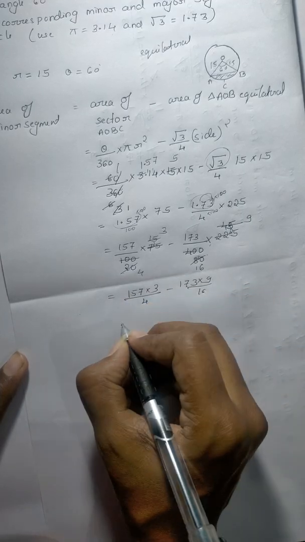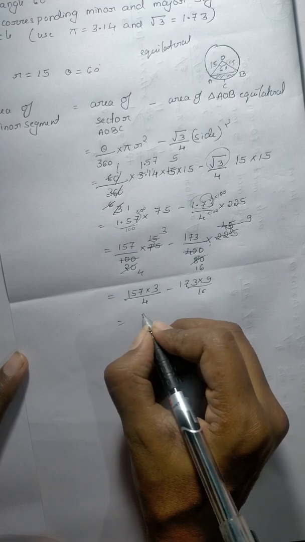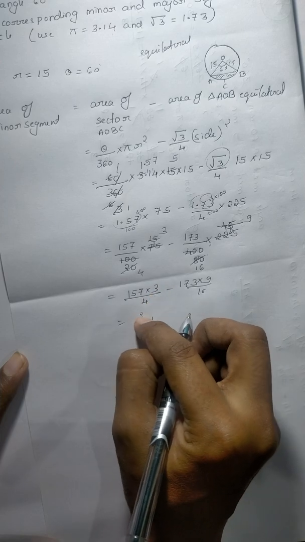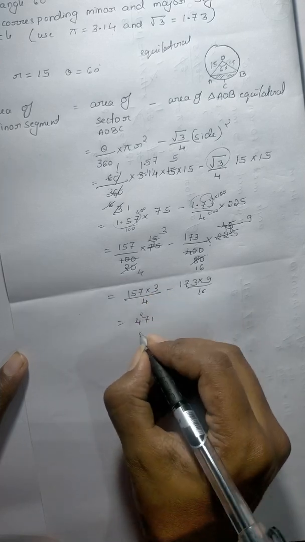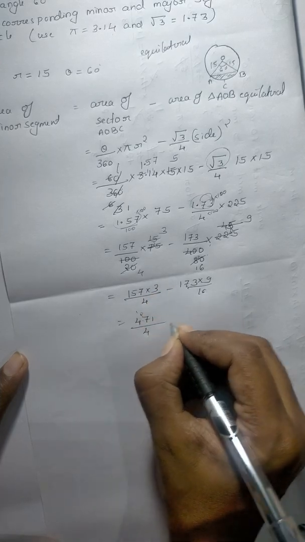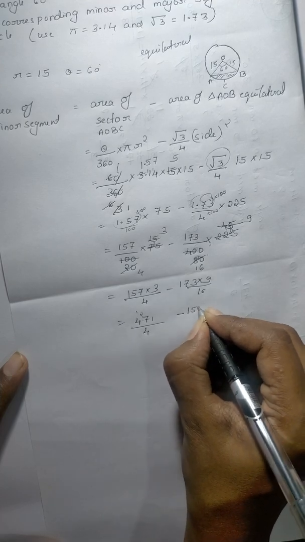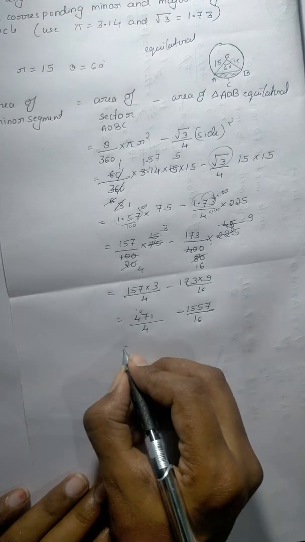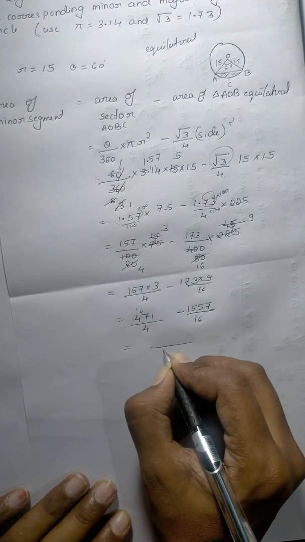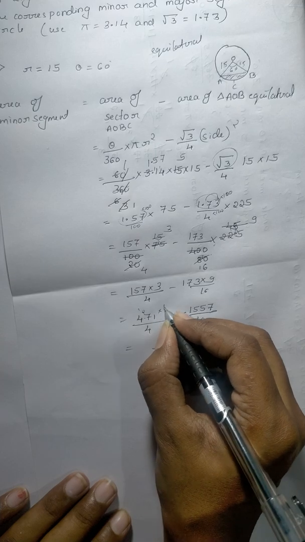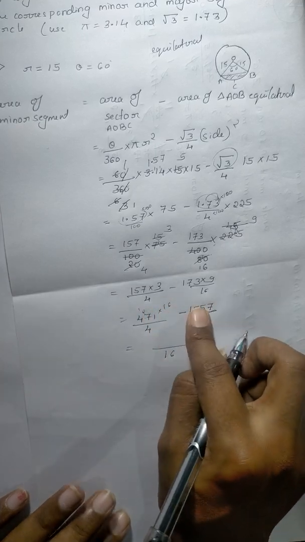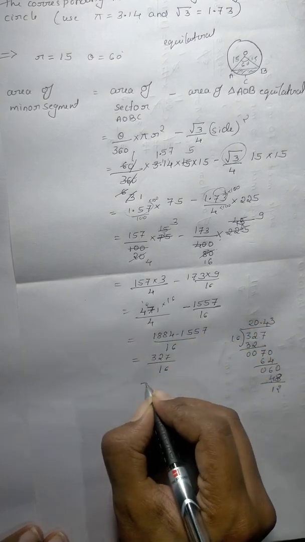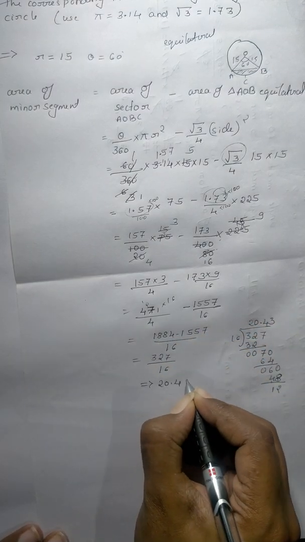So multiply: 7 3s are 21. Then 5 3s are 15, 16, 17. So 471 by 4, minus 1557 divided by 16. So take the LCM for that. 4 and 16, LCM will be 16. So the first term should be multiplied with 4 to get 16. Multiply and subtract and write the answer. So I got the answer as 20.43 centimeter square.